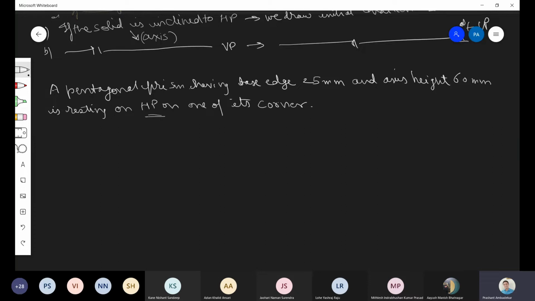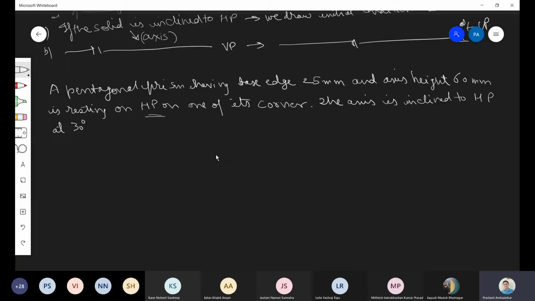So it is resting on HP on one of its corner. Now we want the inclination with the HP. Okay. So I am writing the axis is inclined to HP at 30 degree. Axis is inclined to HP at 30 degree.